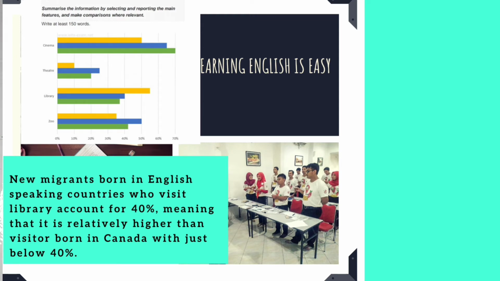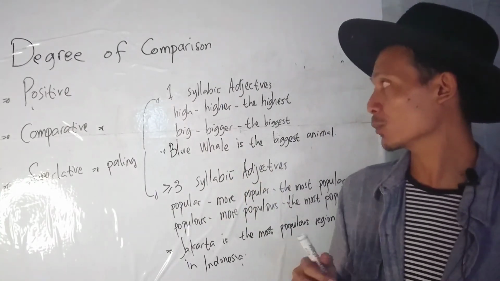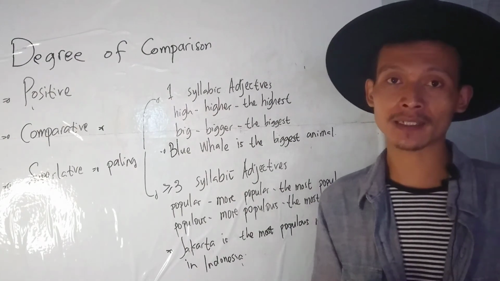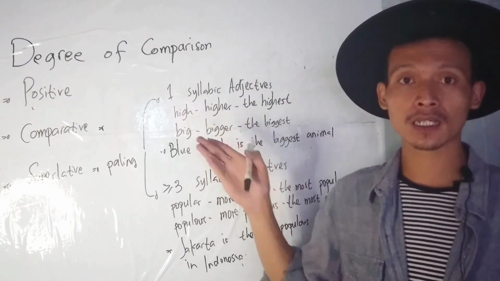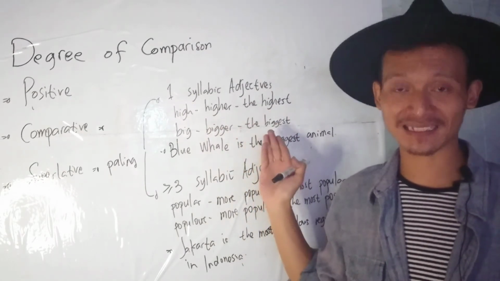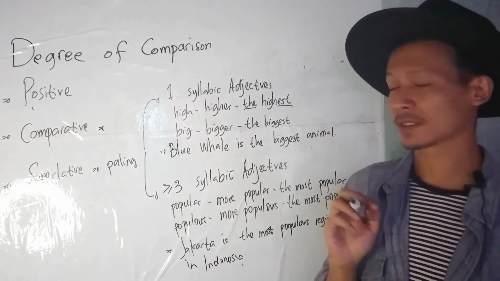Okay, so the last discussion for degree of comparison is superlative. This is the highest degree, or yang paling. Okay, to say yang paling in English, again, it depends on the syllables. For one syllabic adjectives, we just simply put the and then adjective est. For instance, high, higher, the highest.